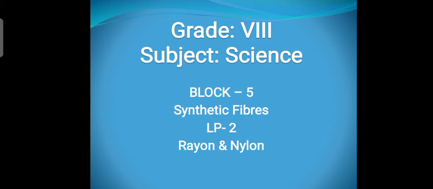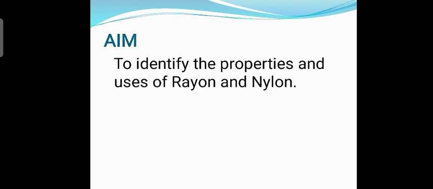In this, we are going to continue with LP2, that is rayon and nylon. Students, in LP1, we saw the properties of synthetic fibers. And now here we are seeing the examples of these synthetic fibers, rayon and nylon. So let's get started. The aim of this lesson is to identify the properties and uses of rayon and nylon.